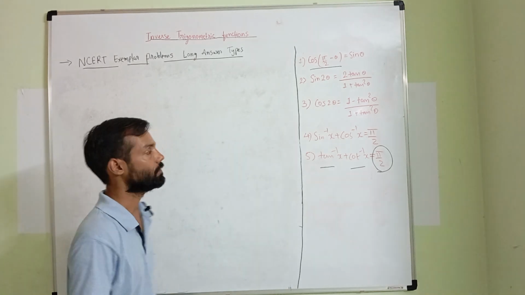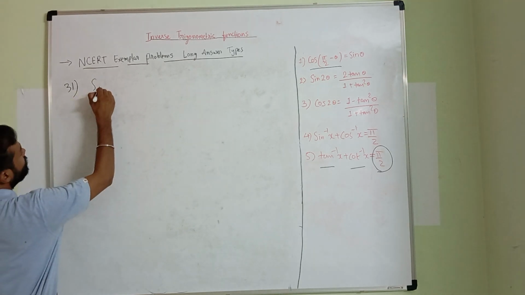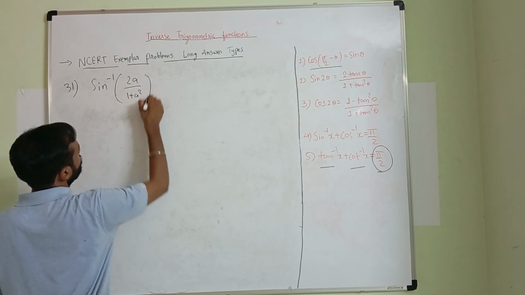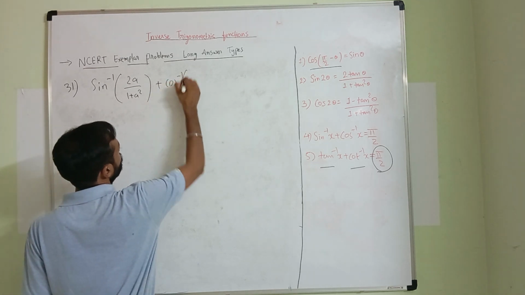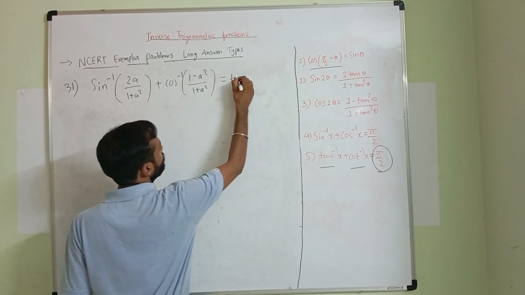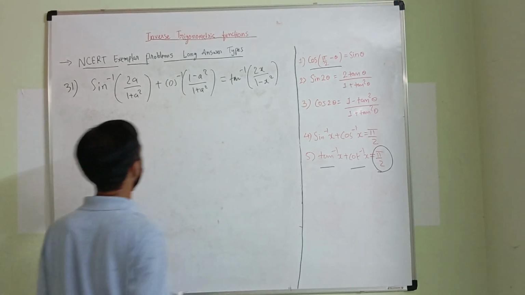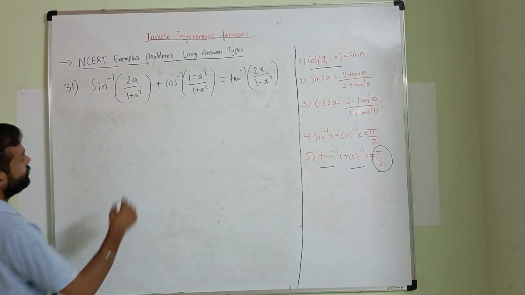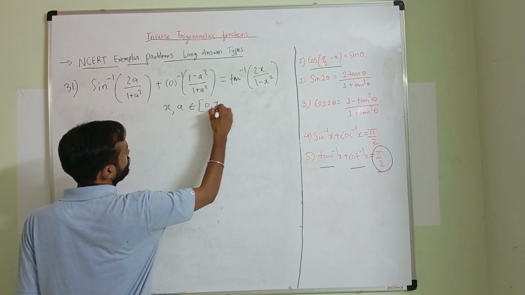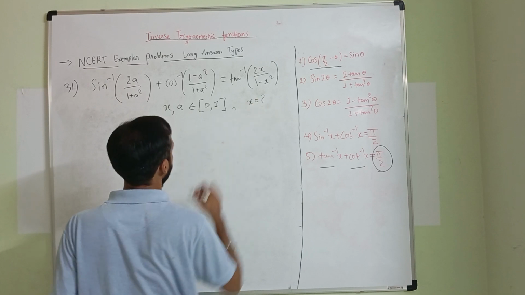Next is example number 31. Here we have to find the value of x, and the given values are sin inverse of 2a upon 1 plus a square plus cos inverse of 1 minus a square upon 1 plus a square is equal to tan inverse of 2x upon 1 minus x square, and x and a belong to 0 to 1. So these are the given properties and we have to find the value of x.